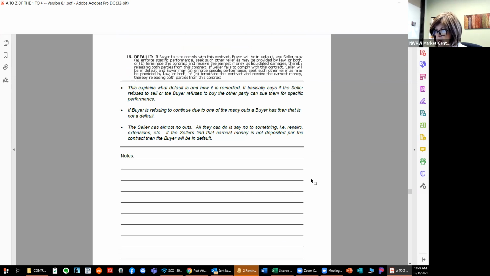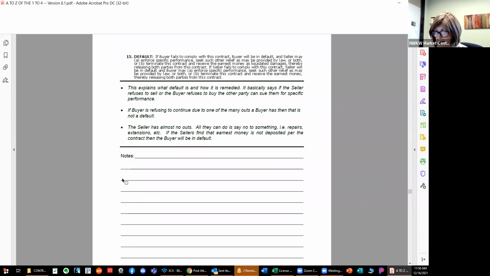Okay. Default. This is an important paragraph, paragraph 15. This explains what default is and how it's determined and how it's remedied. It basically says if the seller refuses to sell or the buyer refuses to buy, the other party can sue them for specific performance. If the buyer is refusing to continue due to one of the many outs a buyer has, then that is not a default. The seller has almost no outs of the contract. All they can do is say no to something. No, I'm not going to do any repairs. No, I'm not going to do this. And then the buyer can decide if they want to get out or not.